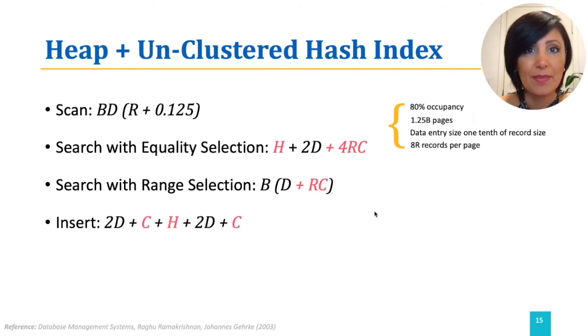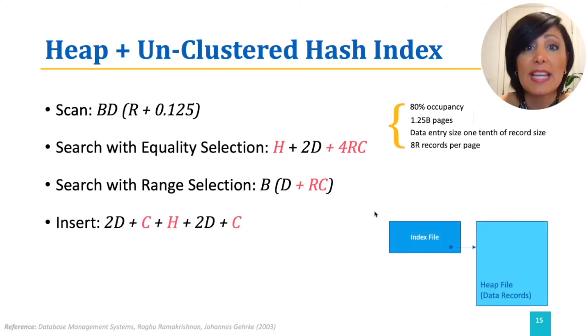For insert, the record is first inserted into the data records heap file at the cost of 2D plus C. Then the appropriate page in the index file is located, modified, and written back. The cost of locating the bucket is H, which is the cost of applying the hash function, plus the cost of D for reading the page, C for record processing, and another D for writing the page back, which brings the total cost of insert to 4D plus H plus 2C, with the dominant cost of I/O equal to 4D.